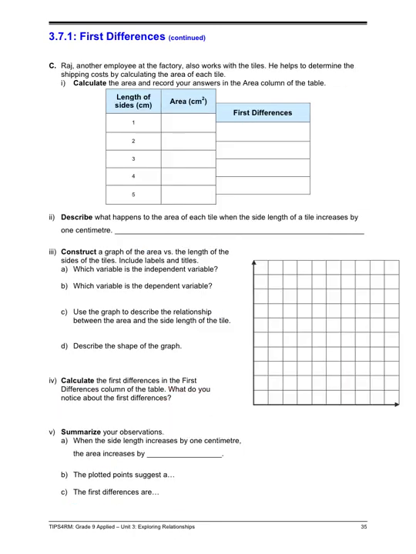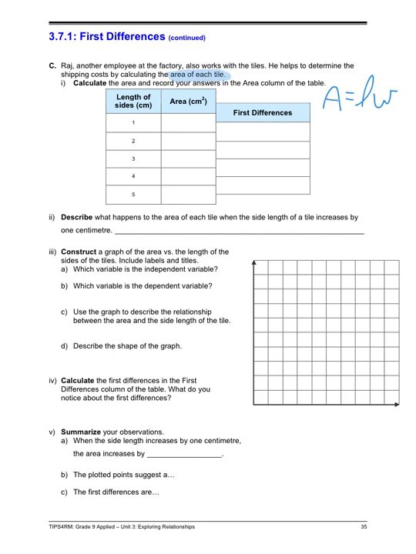So for our last example, we are looking at question C. Raj, another employee at the factory, also works with tiles. He helps determine the shipping costs by calculating the area of each tile. Remember that the area of a square is length times width. So we're given our side lengths of 1, 2, 3, 4, and 5 centimeters, and we're going to do length times width. So if the length is 1, the width is also 1 in a square.